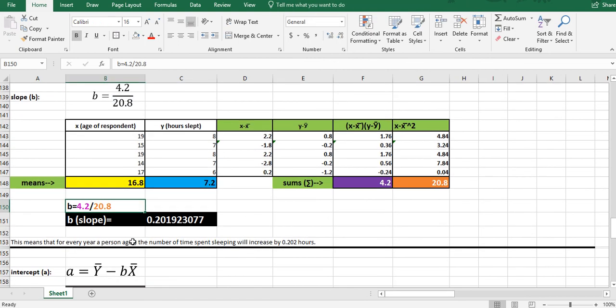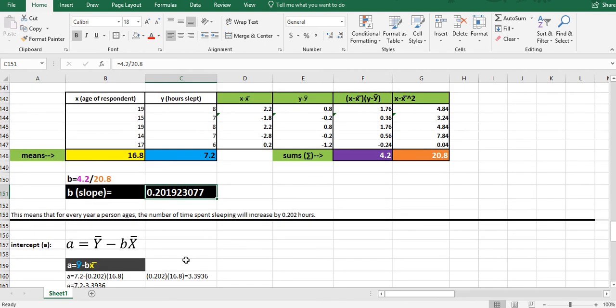So 4.2 over 20.8 comes out to about 0.202. So that means for every year a person ages, the number of hours spent sleeping will increase by about 0.202.